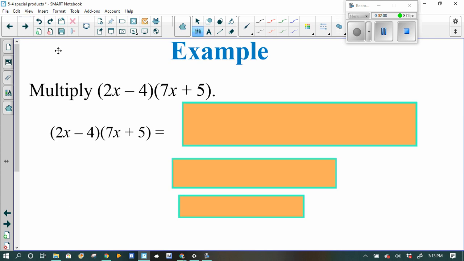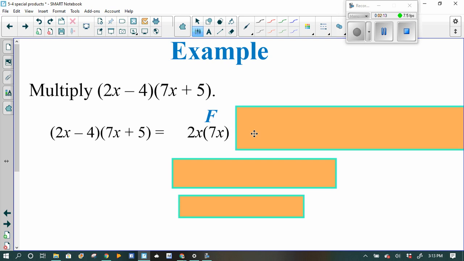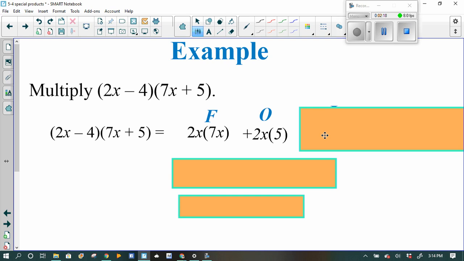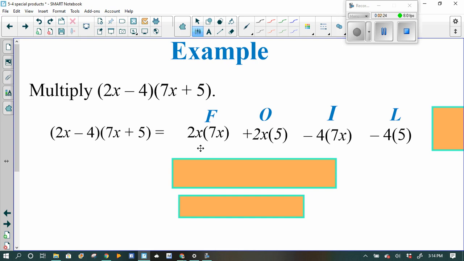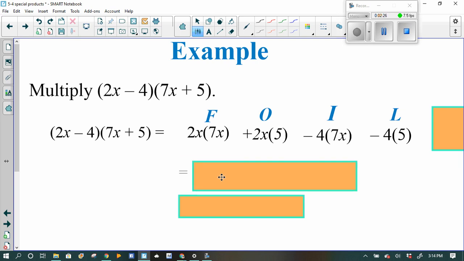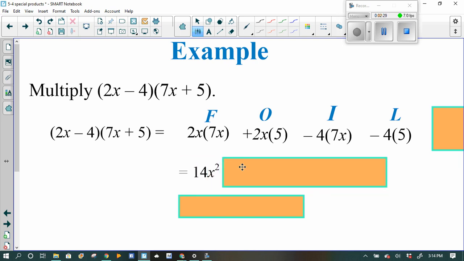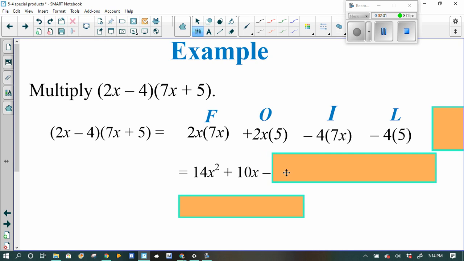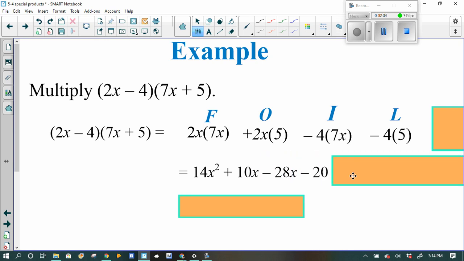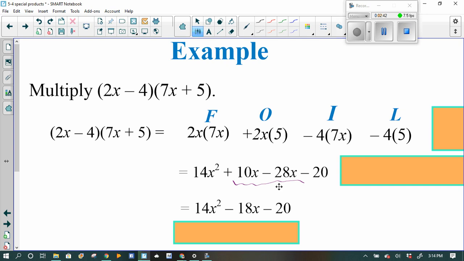All right, so if we do this one, so 2x times 7x would be your first term. Our outside would be 2x and 5. Our inside is negative 4 and 7x. And our last is negative 4 and 5. So multiply them together, we get 14x squared. Here we get 10x, negative 28x, and negative 20. And we're going to add these two because they are like terms. So we get 14x squared minus 18x minus 20 as our final answer.